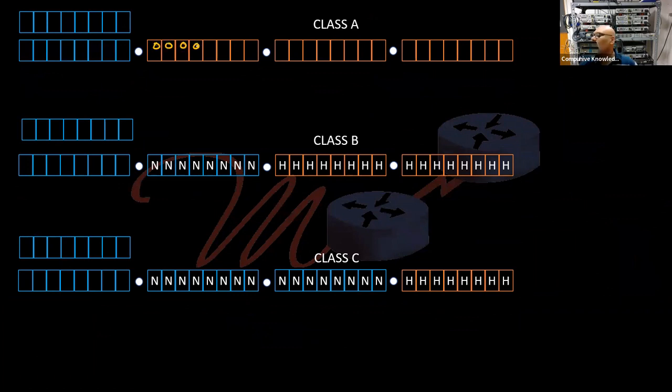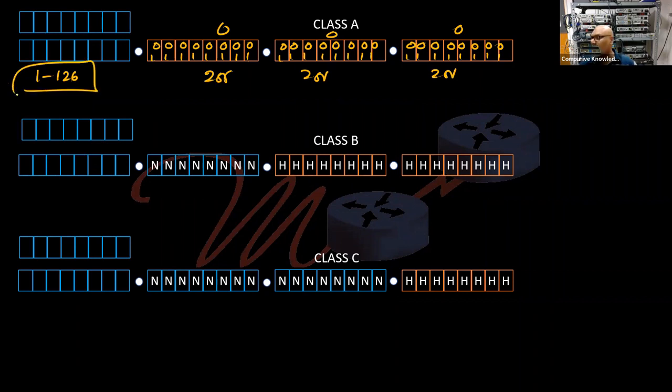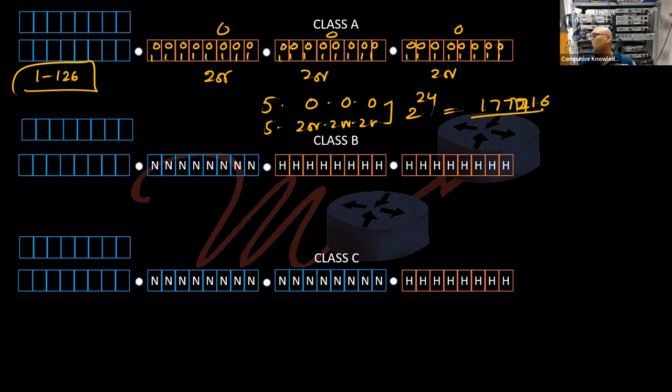Now if you see, the first combination is all zeros. The network can be any number between 1 to 126, but the host part can be all zeros. All zeros is the first combination. The last combination is all ones, 255, 255, 255. So for any network, let's say network 5, 5.0.0.0 is the first combination and 5.255.255.255 is the last. How many bits are there? 24. 2 power 24 is 1,67,77,216, that is about 167 lakhs.